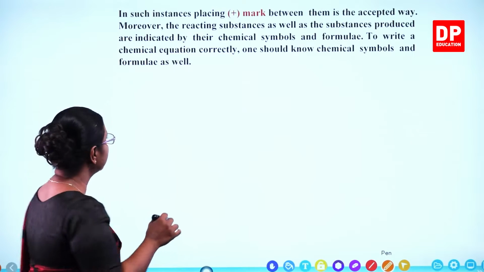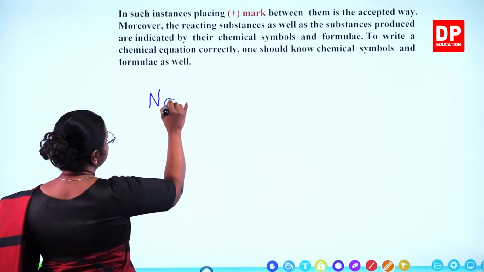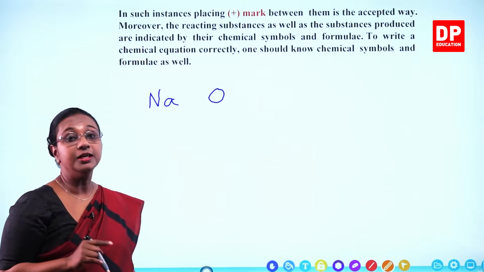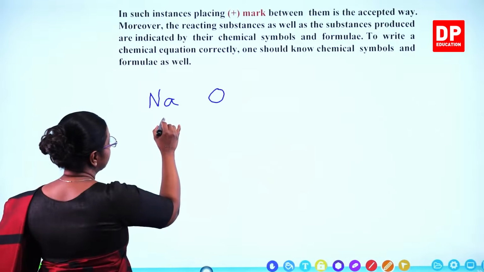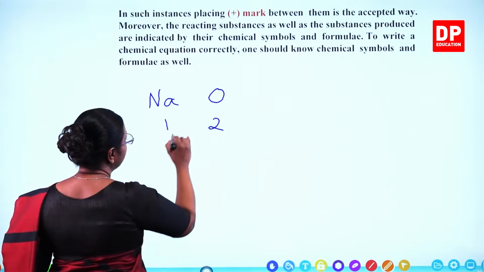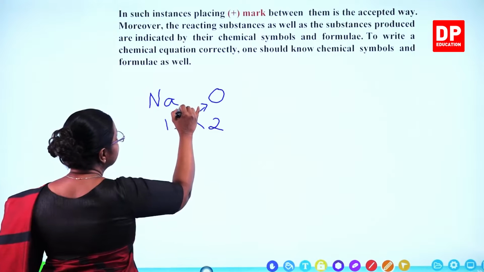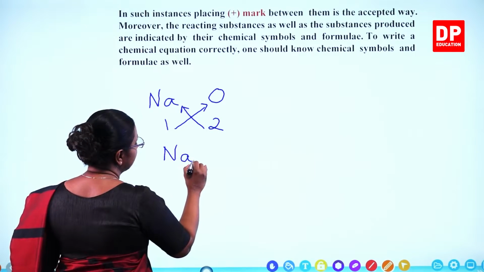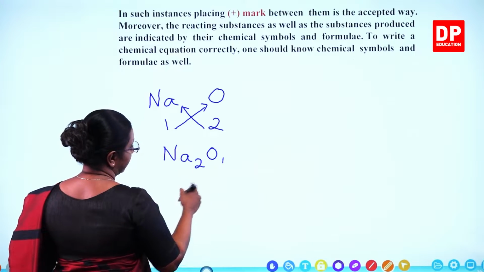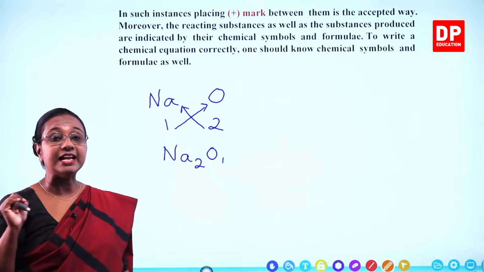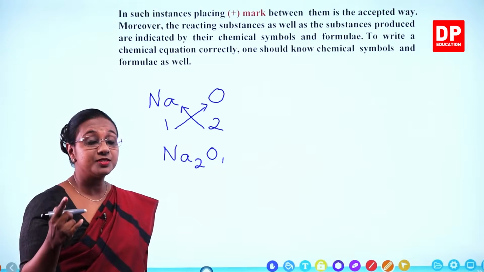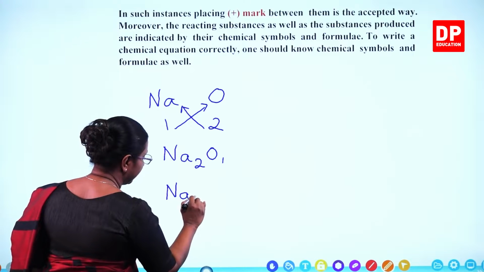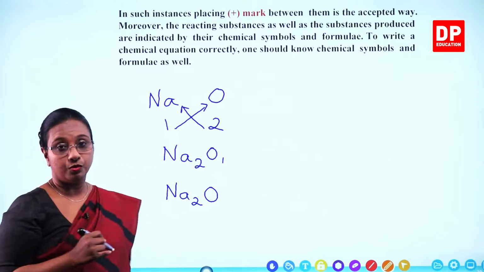If you can remember, students, if it is a compound formed between sodium and oxygen, what do we do? You just need to know the valencies. Sodium has valency 1, oxygen valency 2. Then we interchange the valencies. So you get the chemical formula as Na2O1. But since this is 1, when you write the atom itself, it represents the presence of an atom of an element. So therefore, we don't need to write the 1. We write it as Na2O.